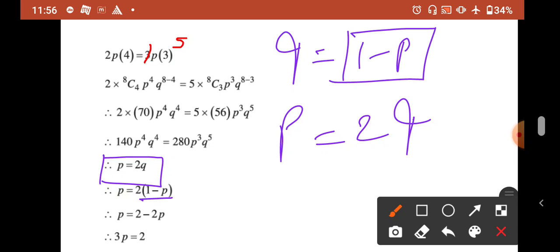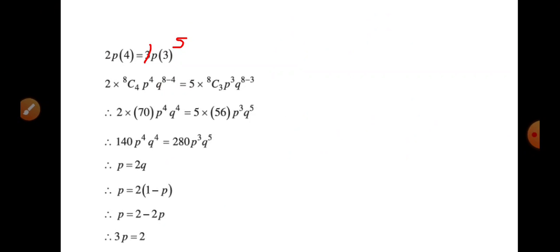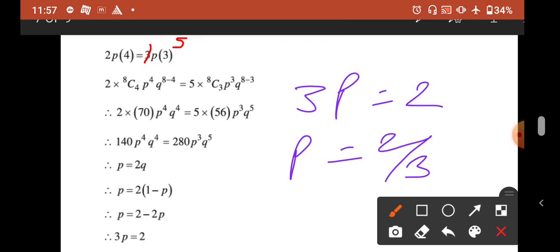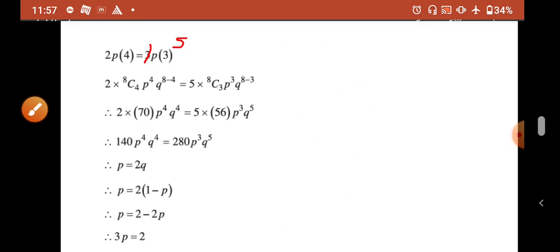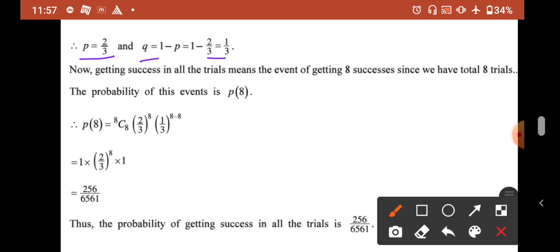So substitute it. Instead of q, you write 1 minus p. So 2 ones are 2 and 2 into p is 2p. So this is the value. Now minus 2p, by changing the side it will be added. So it will be 3p is equal to 2. So 3p is equal to 2 means p is equal to 2 by 3. So p is equal to 2 by 3 means q is equal to 1 by 3. Is that clear? So p is equal to 2 by 3 and q is equal to 1 by 3.